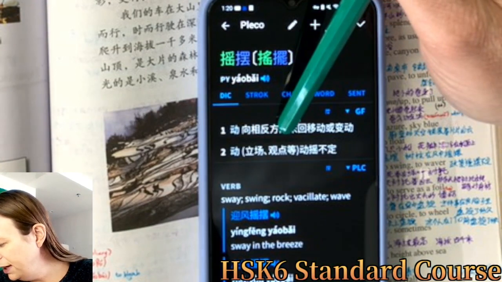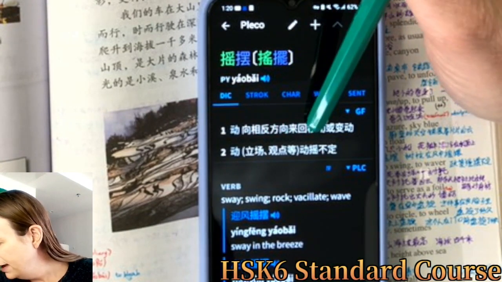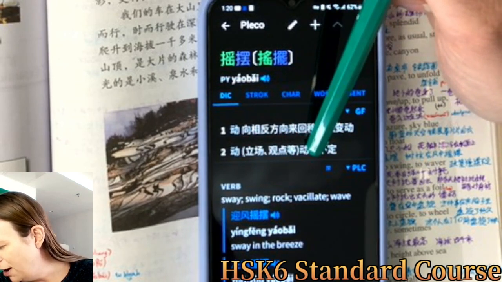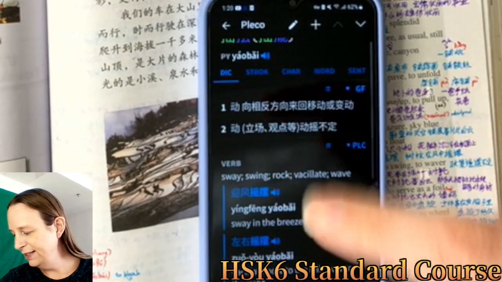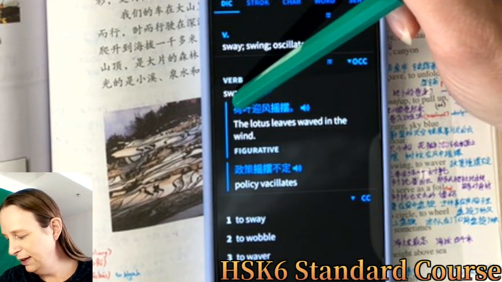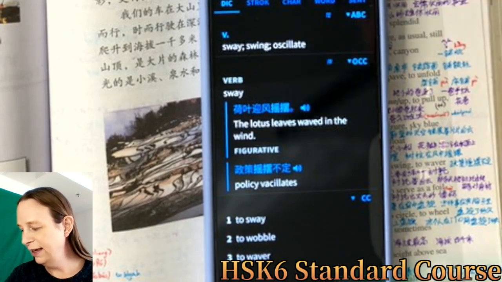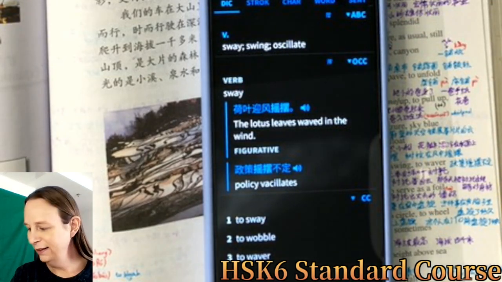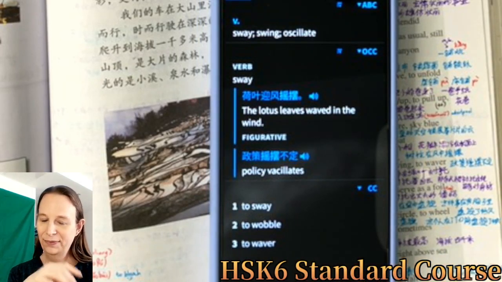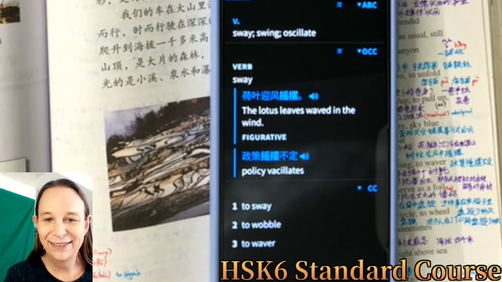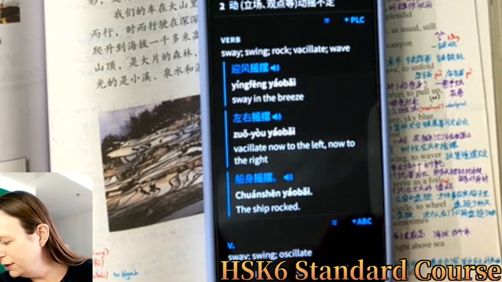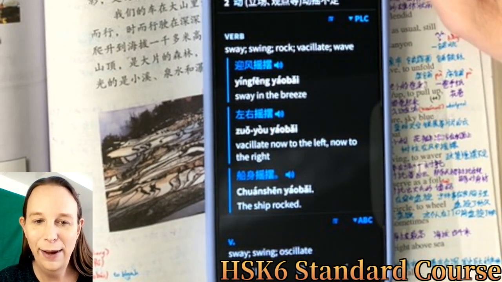相反方向来回移动和变动, so okay, 动摇不定. So this is in physics, this would be like a pendulum motion. Oscillate. 荷叶迎风摇摆, so it's blowing in the wind. 政策摇摆不定, so this is like the government keeps changing the policies, and so it's very hard to keep up, so it's used as unstable. 船身摇摆, yeah, with the waves and so on.